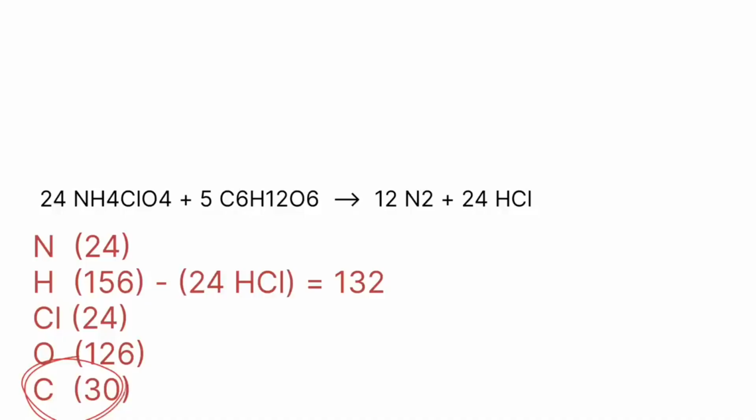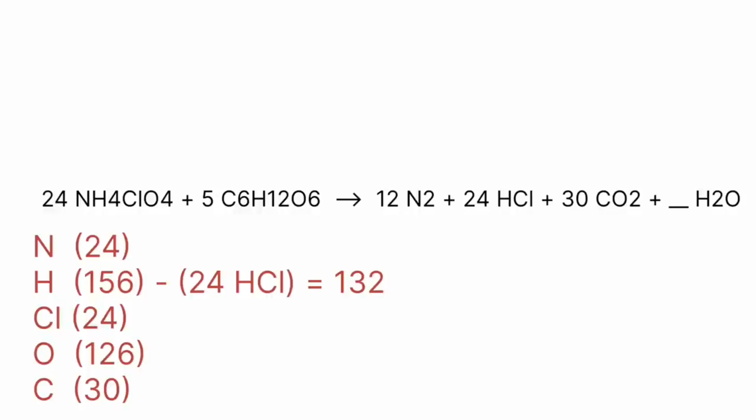Your total number of carbons is 30 that you tallied up. That's going to go to 30 CO2. It's really straightforward. What hydrogen is going to go to is H2O. So H2O, if you'll notice, has H2, that means it's 2 hydrogens. So you take your total number of remaining hydrogens, 132, divided by 2, because it's going to go into H2O, and that's going to give you 66.